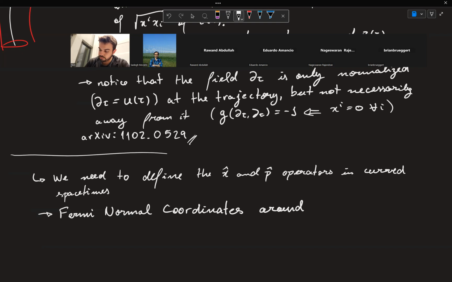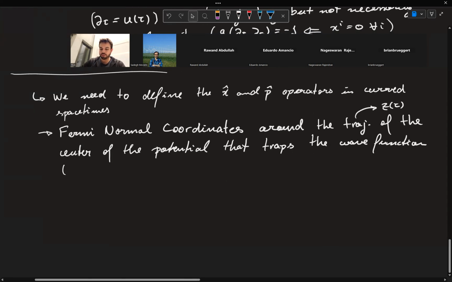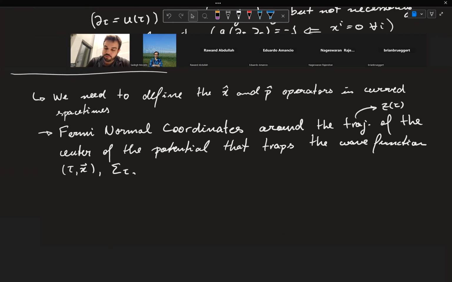Around the trajectory of the center of potential that traps the wave function. This trajectory, let's just call it z of tau. The Fermi normal coordinates, let's just call them tau, x. So these are our Fermi normal coordinates, and of course, we also have the rest surfaces sigma tau that come with it. So we have these items now.